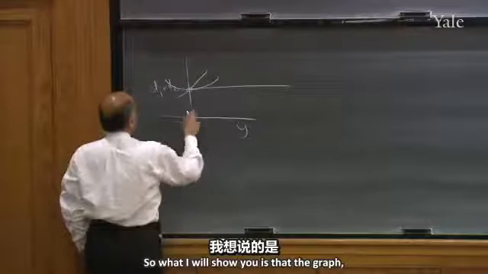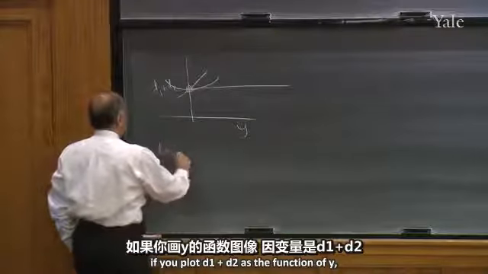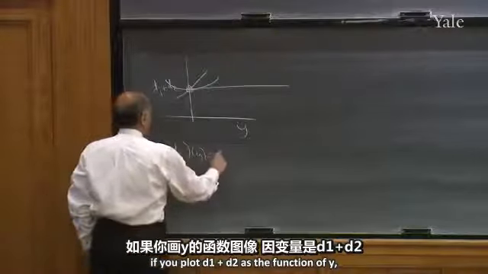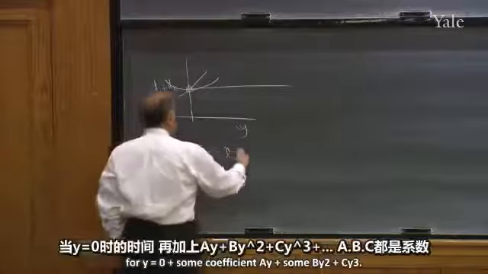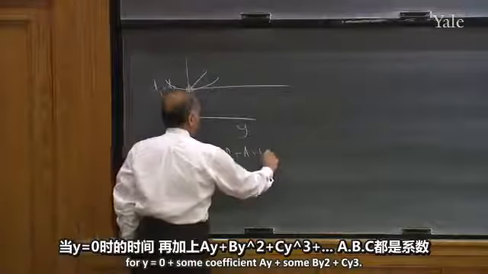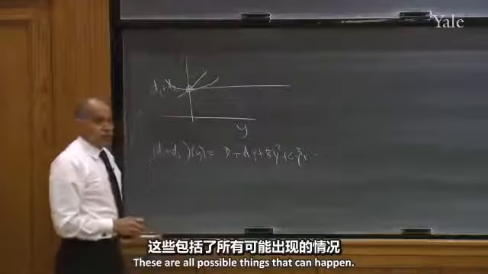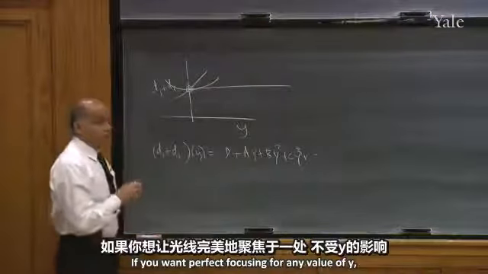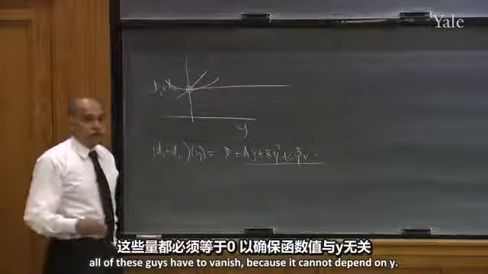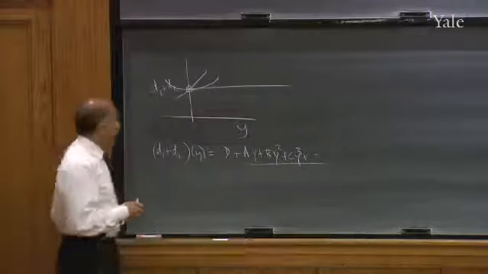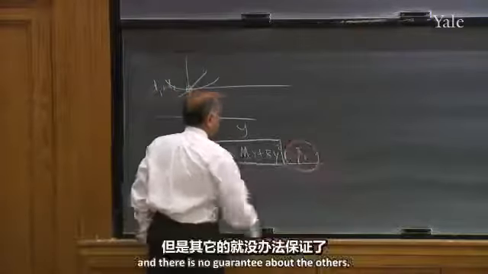So what I will show you is that if you plot d1 plus d2 as a function of y, it's got some constant, which is the time for y equal to 0, plus some coefficient a times y, plus b times y squared, plus c times y cubed. These are all possible things that can happen. If you wanted perfect focusing for any value of y, all of these have to vanish, because it cannot depend on y. But we will find out it's the first two that vanish, and there is no guarantee about the others.